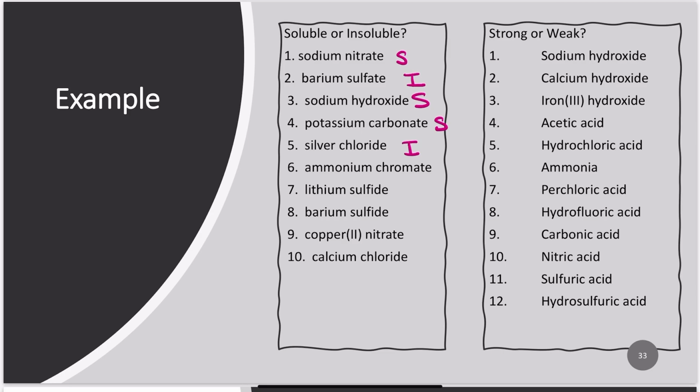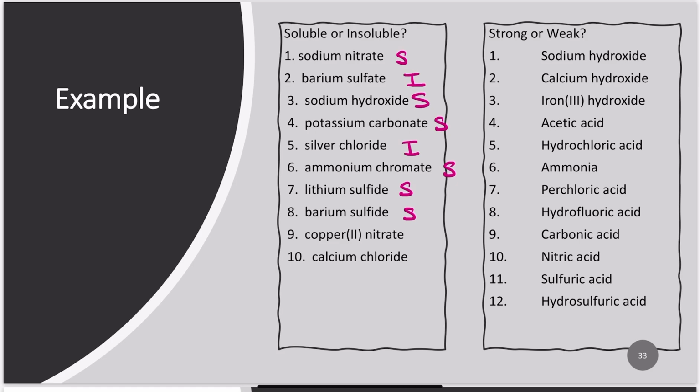Ammonium chromate. Chromate is not on my list, but ammonium is. And it tells me ammonium is always soluble. Lithium sulfide. Sulfides are usually insoluble, but the exceptions to these rules are groups 1 and 2 cations and ammonium. Lithium is a group 1 metal. Barium sulfide. Sulfide again, usually insoluble, but groups 1 and 2 cations along with ammonium are exceptions to the rules, so this will be soluble.